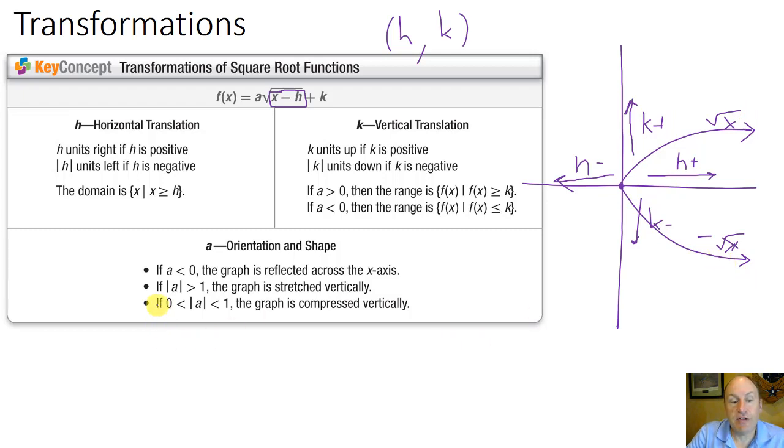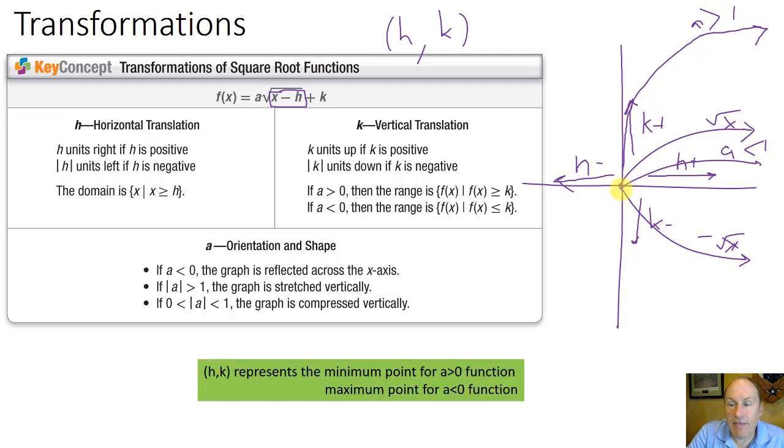x-axis. The final transformation, if the value of a is between 0 and 1, not including those points, then the graph is going to be compressed vertically. If the value of a is greater than 1, then the graph is going to be stretched vertically. Okay, what that means is for a's greater than 1, it's going to increase faster. For a's less than 1, it's going to increase more slowly, decreasing in the case of negative a.